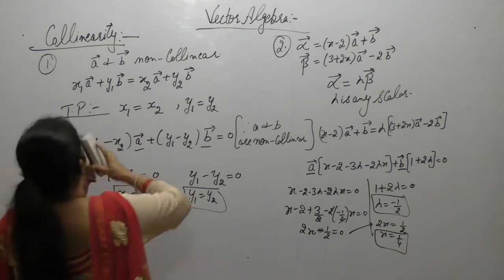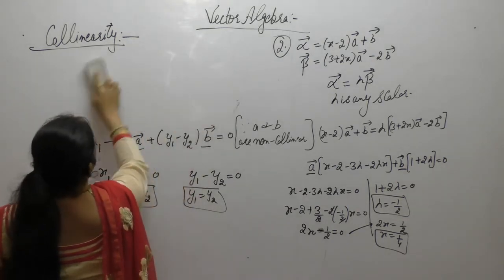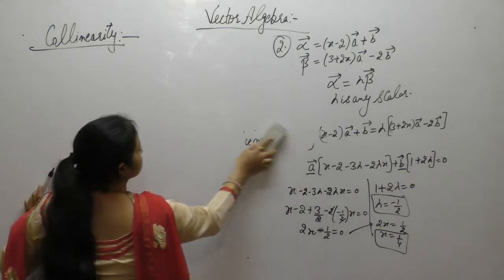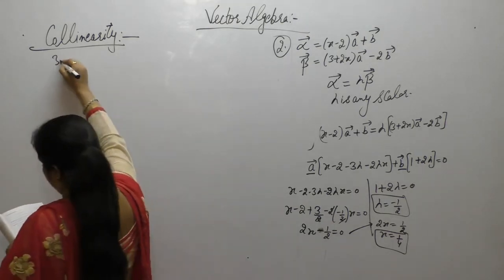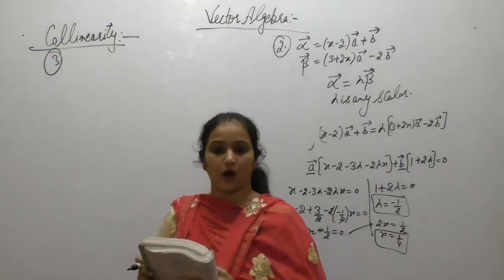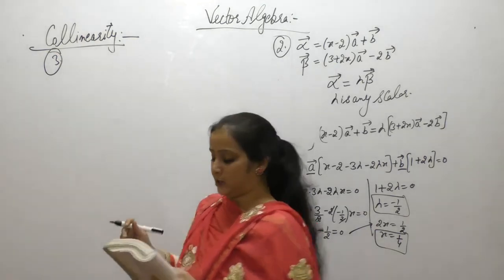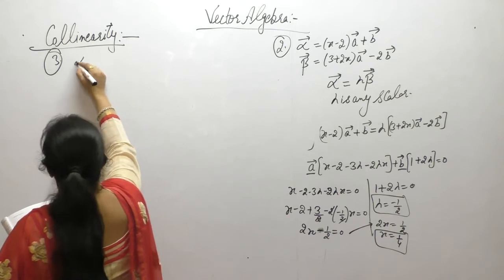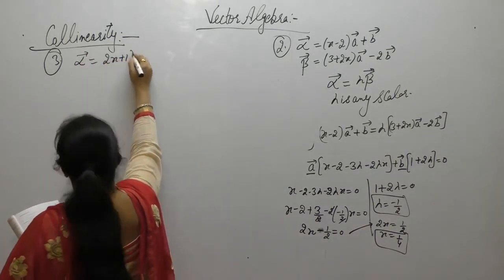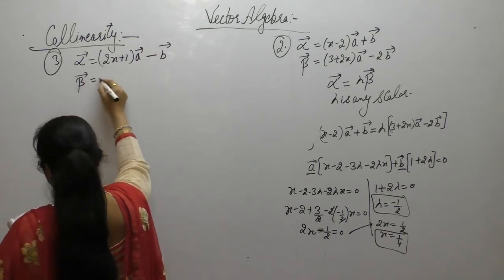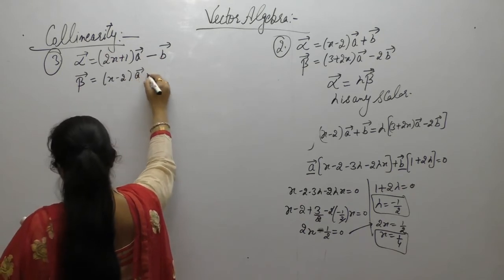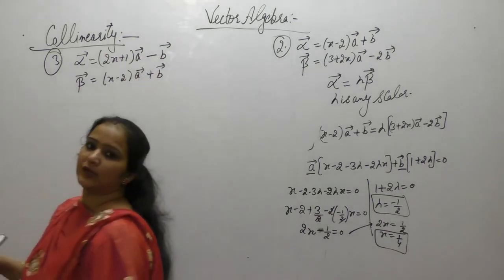Now next one. If A vector and B vector are non-collinear vectors, find the value of x for which the vectors alpha equal to (2x plus 1) A vector minus B vector, and beta equal to (x minus 2) A vector plus B vector are collinear vectors.